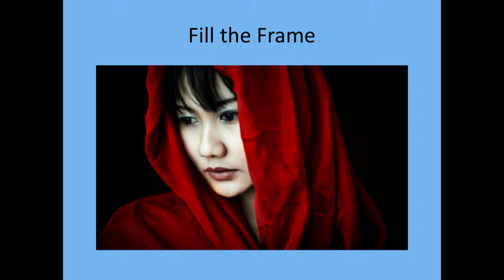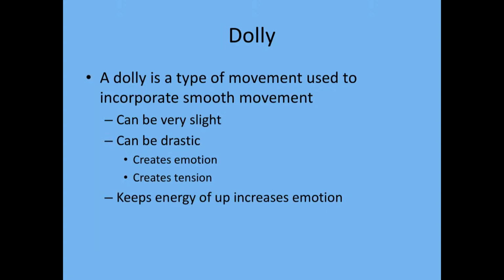Okay, now we're going to go into our last parts, which are our camera movements. Our first type of camera move is called a dolly. A dolly is a type of movement used to incorporate smooth movement. Typically, it's very slight, very subtle, but it can be drastic. I've seen people use it for cars speeding off, so they have like three dolly operators who push the dolly at full speed. But it creates emotion and it creates tension. That's a big thing. It creates emotion.